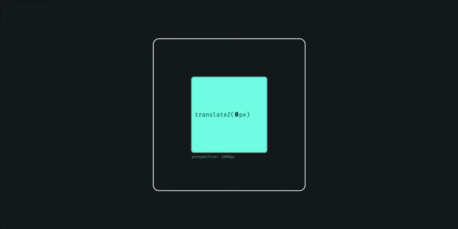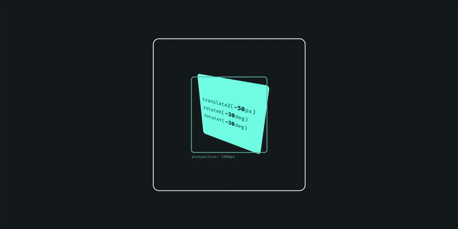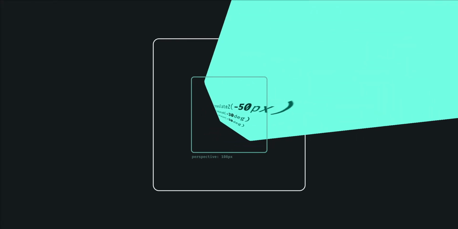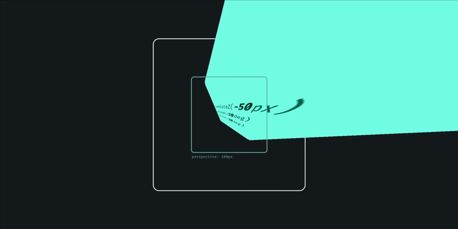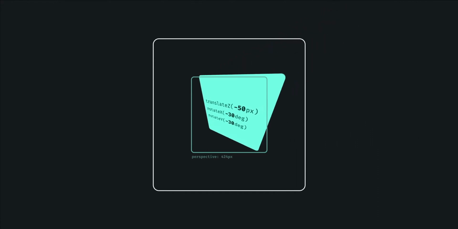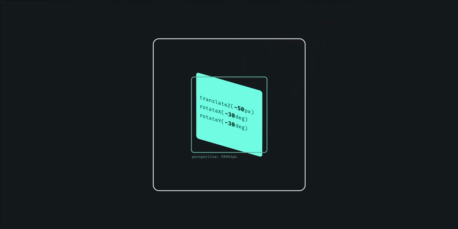Let's push the box back 50 pixels and give it 30 degrees of rotation. That's a nice subtle effect. But decreasing the perspective to 100 pixels completely stretches the box. So keeping everything else the same, the larger the perspective value, the more subtle the rotation will be. This is why you typically see perspective values like 1000 pixels, because they're a reasonable size. But I wanted to illustrate that it really depends on the circumstances and what you're trying to do.